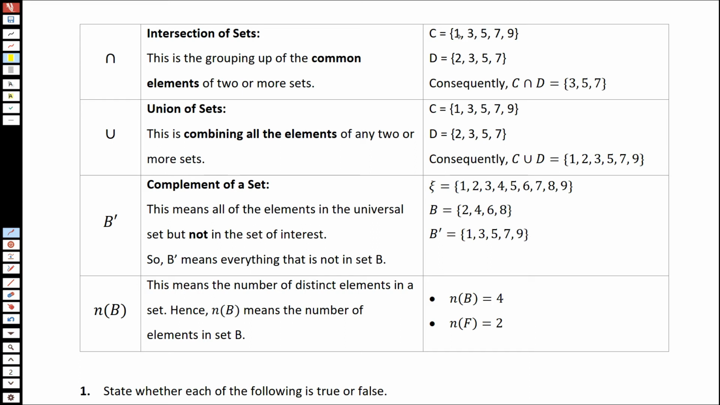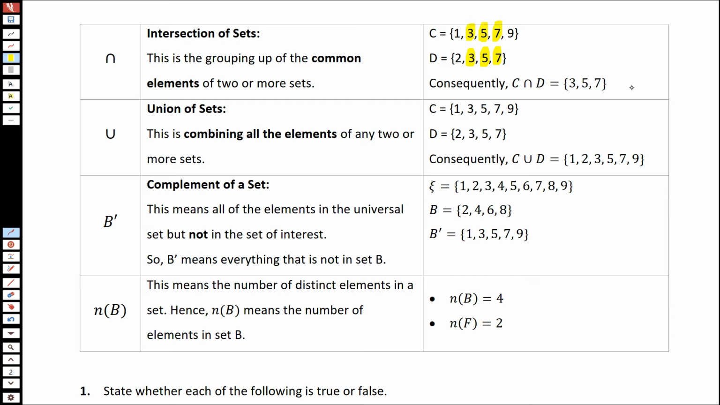We have set C and set D, and we can clearly see that 3 is in both. Yeah, 5 is in both, and 7 is in both. Remember here we are looking for common elements. So we can say that the intersection of C and D will be those three. The set representing the intersection of C and D will be represented by that. Of course it will have three elements which are in both C and D.